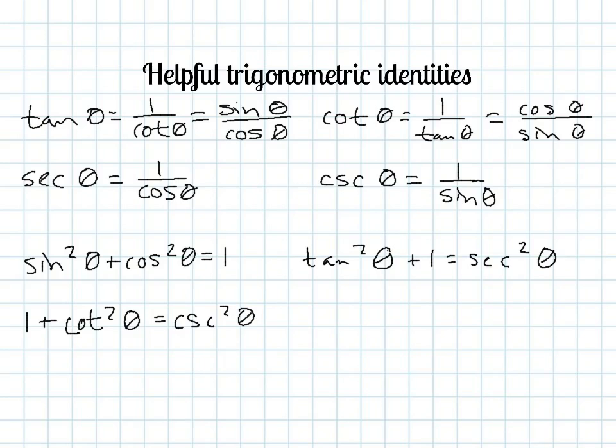Here, I just thought these were helpful trigonometric identities that we need to refresh on. Remember, tangent is the same thing as 1 over cotangent, which is the same thing as sine over cosine. Cotangent is 1 over tangent, which is the same thing as cosine over sine. Secant is the same thing as 1 over cosine. Cosecant is the same thing as 1 over sine. And then your Pythagorean identities: sine squared plus cosine squared equals 1, tangent squared plus 1 equals secant squared, and 1 plus cotangent squared equals cosecant squared. These are things to keep in mind that we'll probably use throughout showing these.